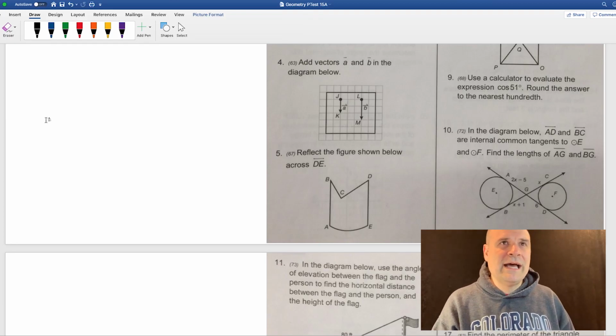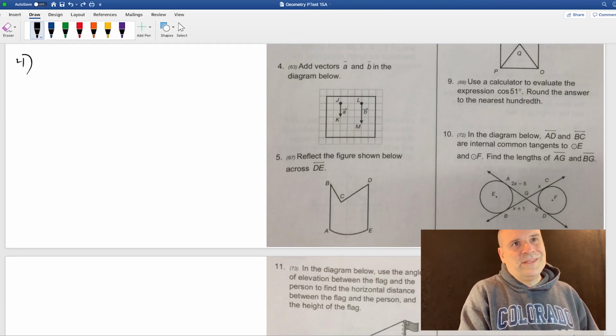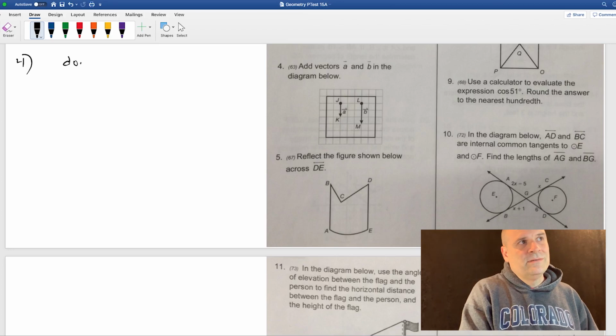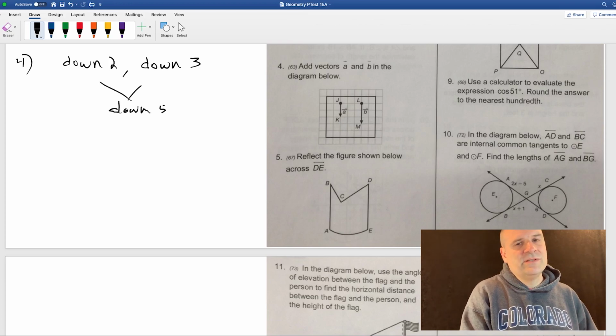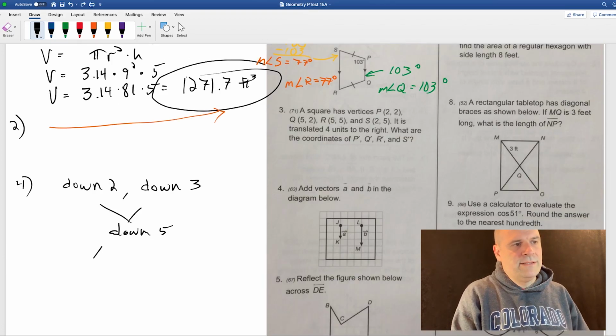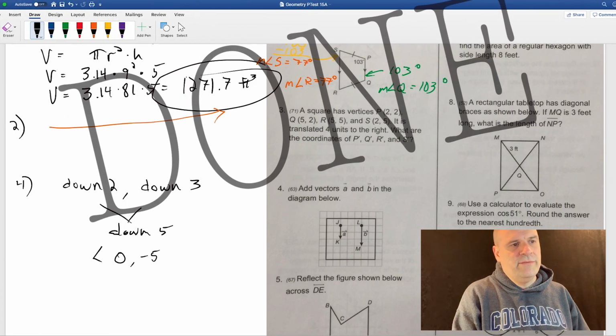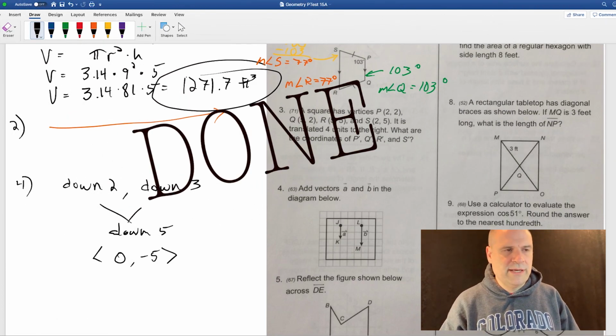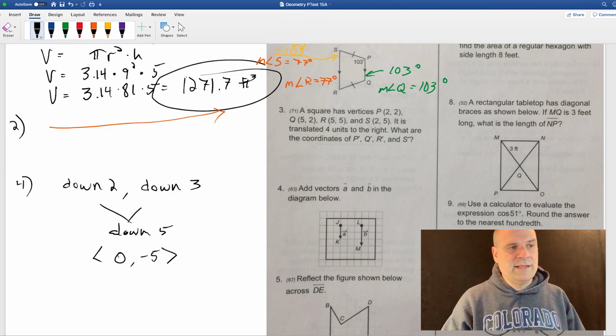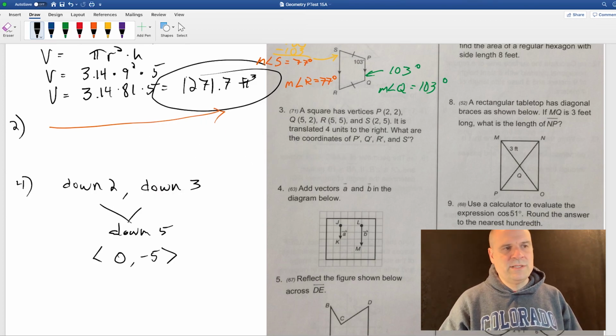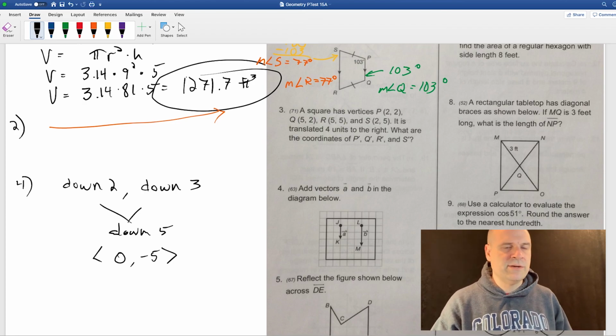Number 4, we're going to add these vectors in the diagram below. This just goes down 2, and then it goes down 3. So when you add those together, you're really going down 5. What happens when you go down 5 from the origin? You end up at 0, -5. This looks like an ordered pair, but it's not. This is just in vector form, where your terminal point for that vector is 0, -5.